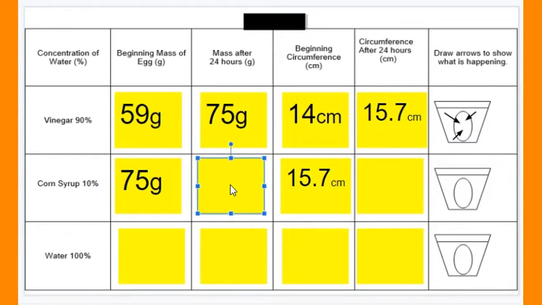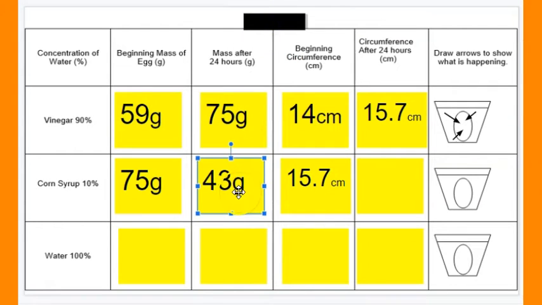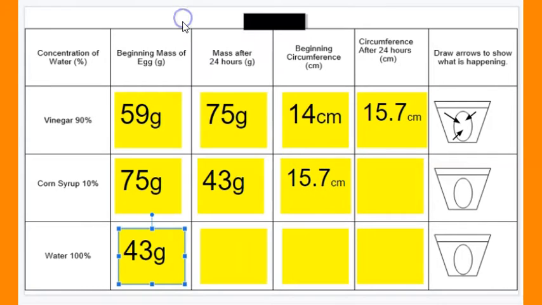Mass after 24 hours in the corn syrup, 43 grams. And we'll also put it right here because it's the beginning mass as we're starting the portion with water. There we go.